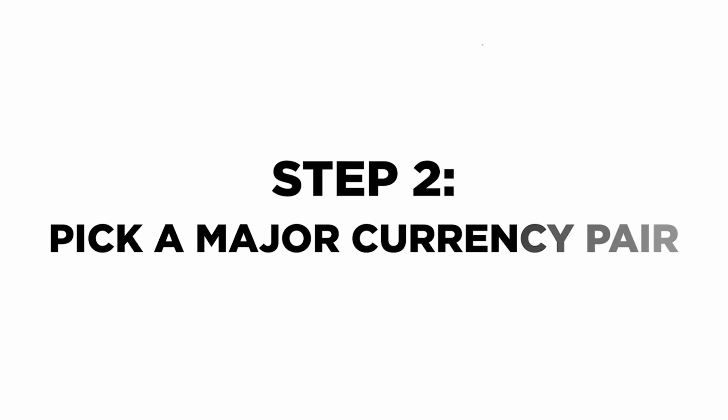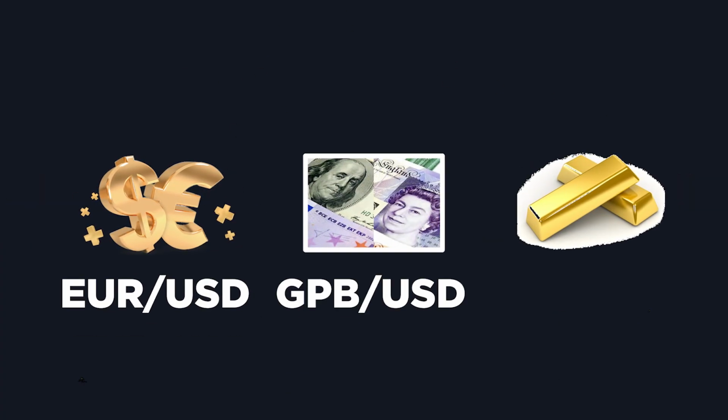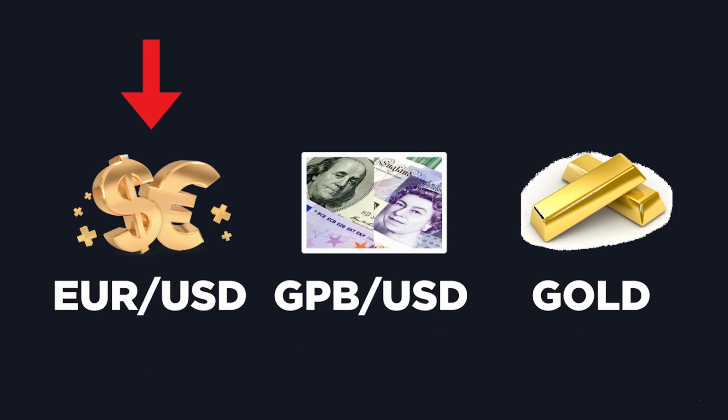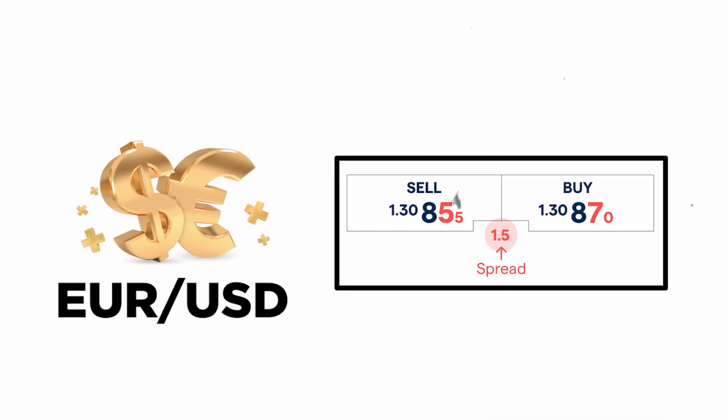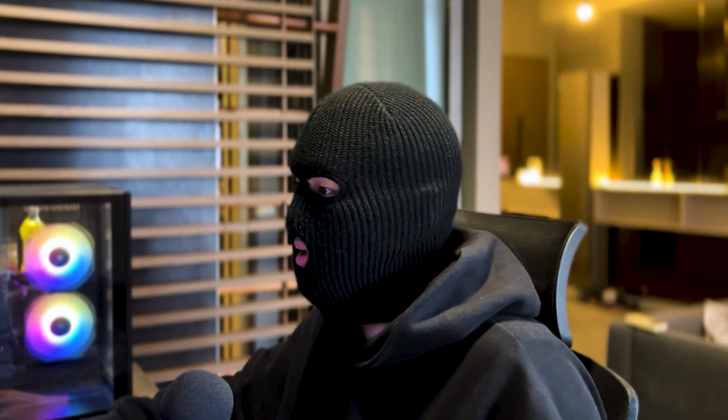Step 2. Pick a major currency pair. For example, the Euro US dollar, the Pound US dollar, or gold. My personal choice is Euro US dollar. It has low spreads, so I can have precise entries during the silver bullet hours. If you choose to trade other pairs, that's fine as well.